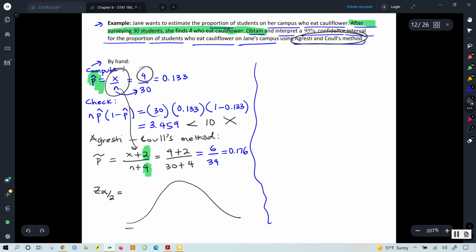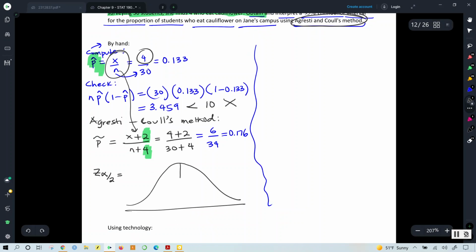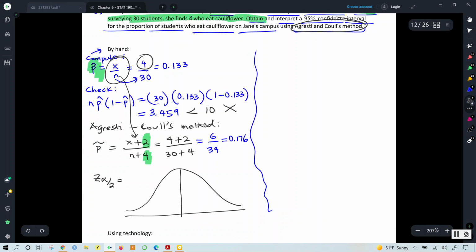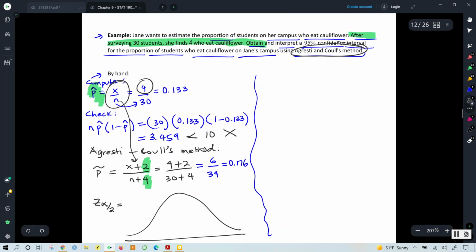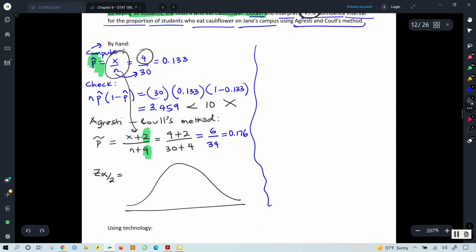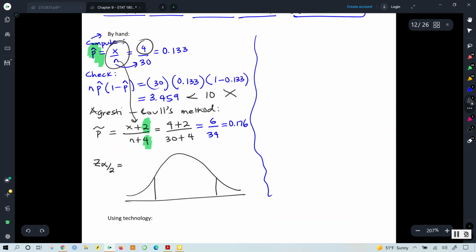So I'm going to illustrate the normal distribution there. According to the question, I need to find a 95% confidence interval. That means I am going to center 95% in the middle to construct a range or interval. So 95%, 0.95. Then I need to find this z of alpha over 2 value here. How do I do that?